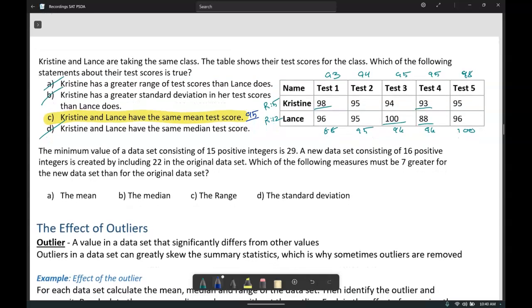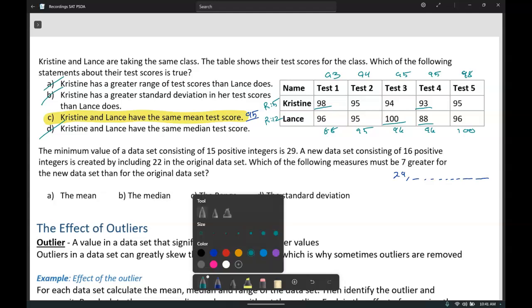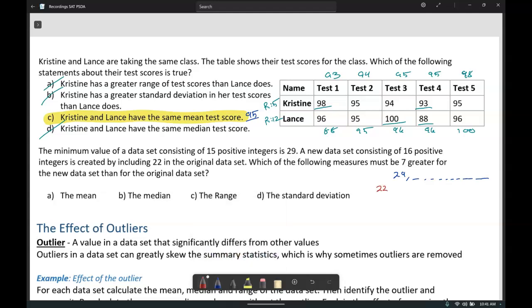The minimum value of a data set consisting of 15 positive integers is 29. So the minimum value of these 15 data points is the number 29. So I have 29, and then I have a bunch of other data points above it. A new data set consisting of 16 positive integers is created by including 22 in the original data set. So we take this data set and we're adding in another data point, 22. And then we have 29, and then all the same data points as before.